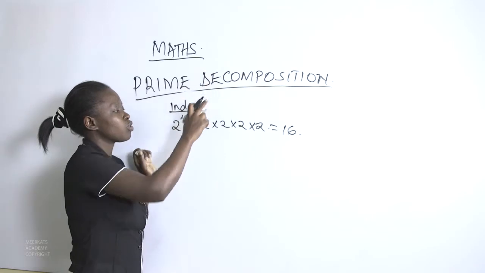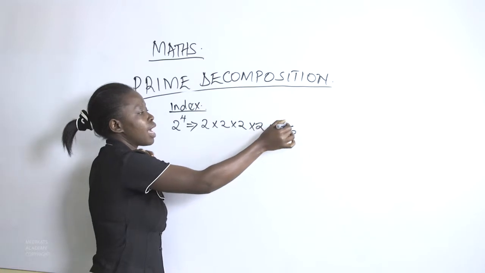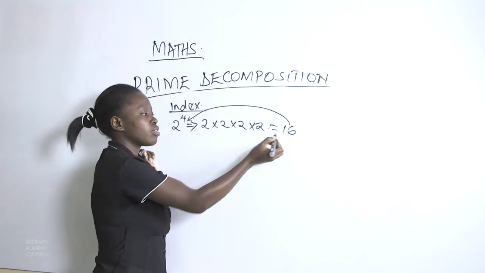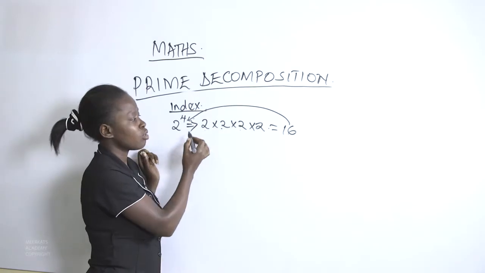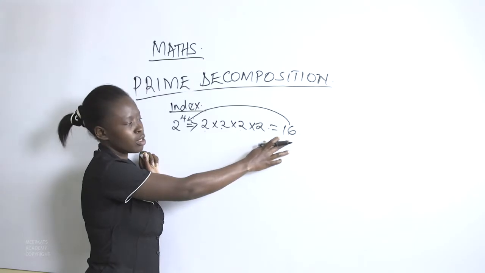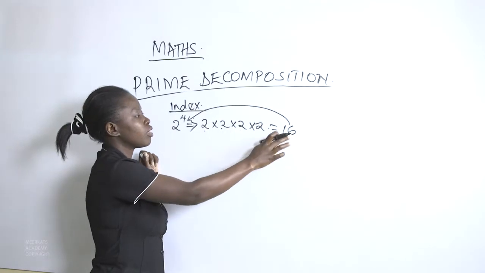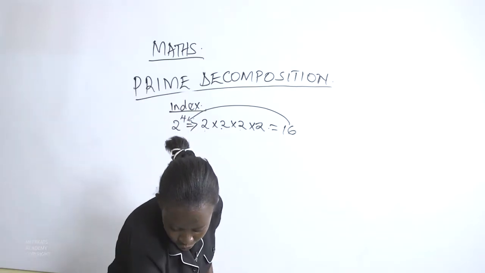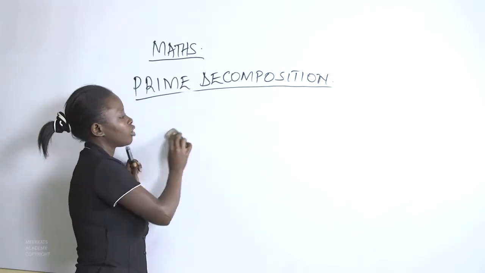With prime decomposition, we are expressing 16 as a product of its prime factors. We discover that the prime factors of 16 are 2 repeated 4 times. So 16 has been decomposed to 2 to the power of 4. Now we look at prime decomposition using the factor tree.